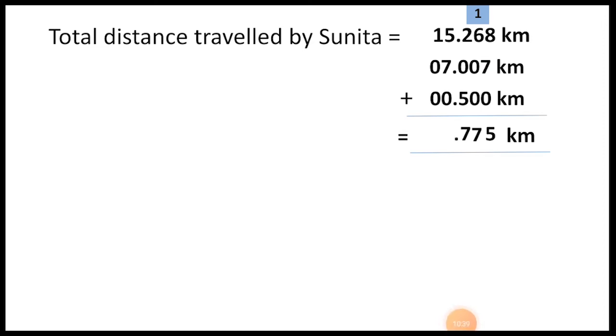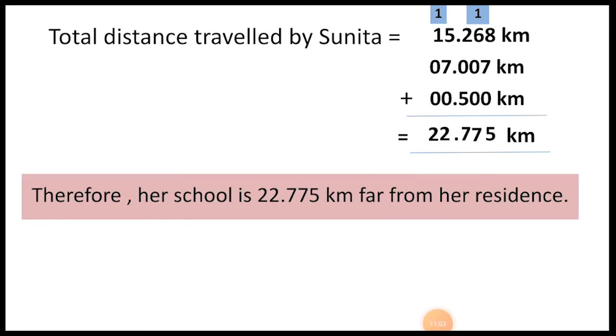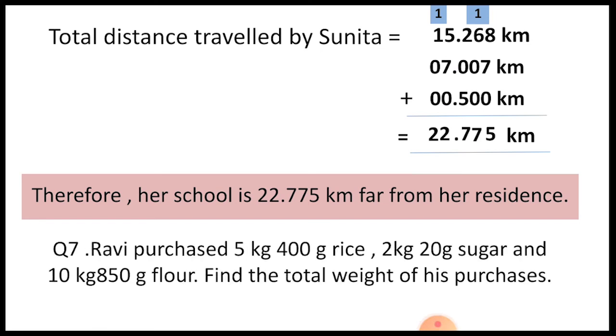Then bring the decimal point down and now add the ones place digits. So 5 plus 7 will give us 12. So 2 we write down and 1 will be given as a carry forward to the front digit. Now add for the tens place also. So here 1 plus 1 will be 2, 2 plus 0 will give us 2 only. So we got the total distance traveled by Sunita is equal to 22.775 kilometer.